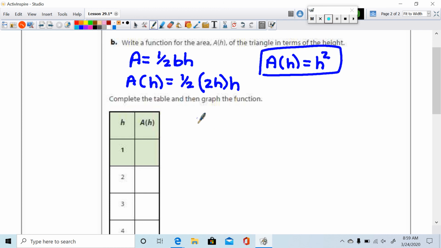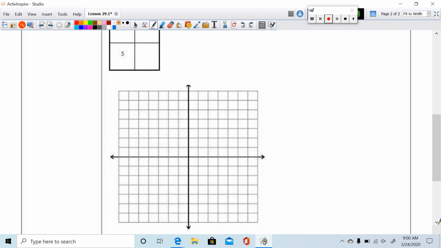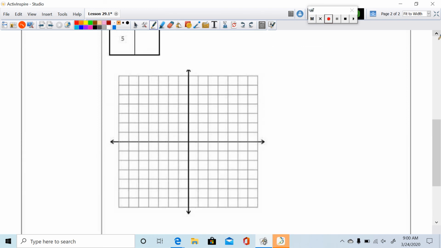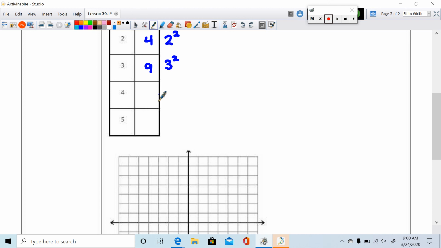Complete the table and then graph the function. So we're going to use this equation in this table. Literally you just do 1 squared is 1. 2 squared is 4. 3 squared is 9. 3 times 3 is 9. Four squared is 16, and 5 times 5, or 5 squared, is 25.